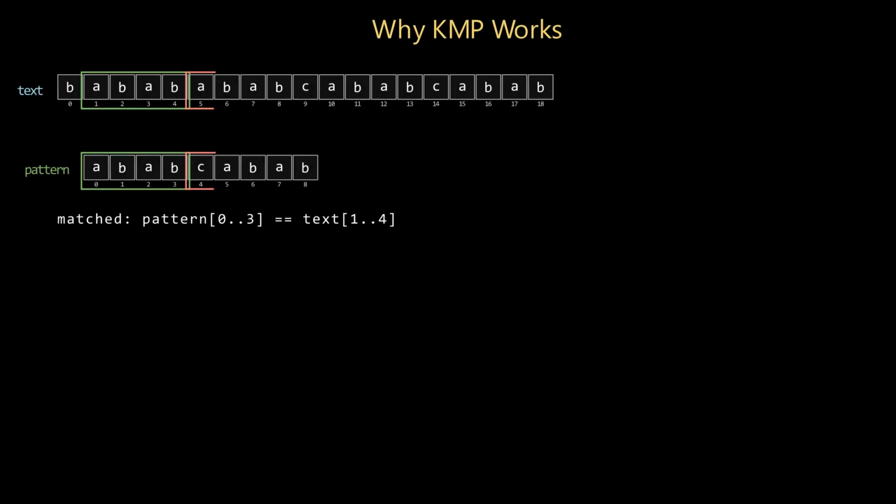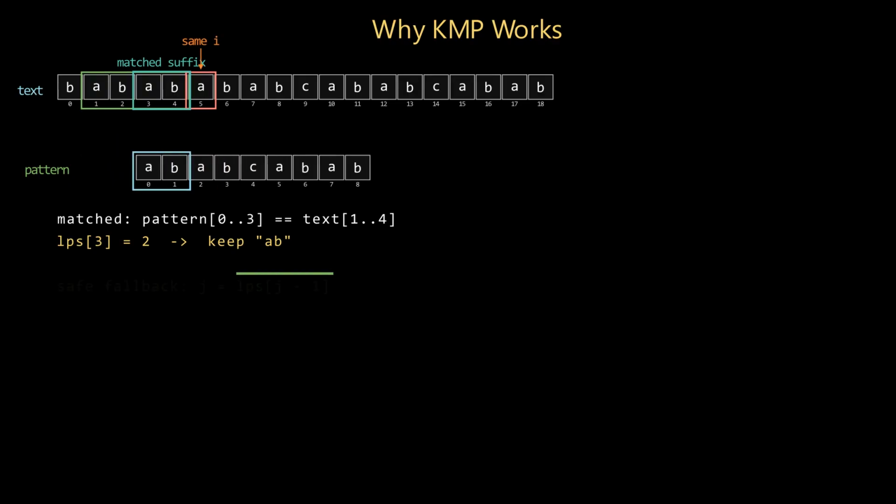Why is the fallback safe? Look at this mismatch. We have already matched 4 pattern characters, but the next comparison fails. The matched part is ABAB. Its suffix AB is also the pattern's prefix AB. That is exactly what LPS at 3 equals 2 means. So KMP shifts the pattern until that prefix AB sits on top of the already matched suffix AB.